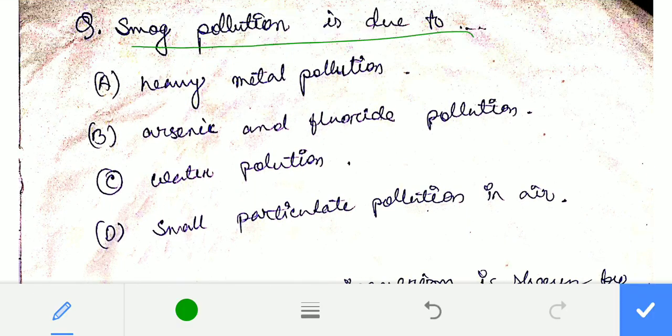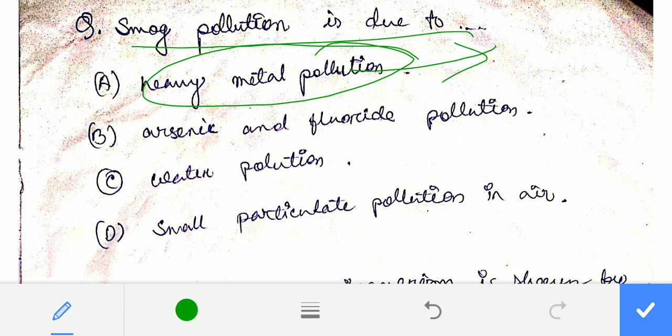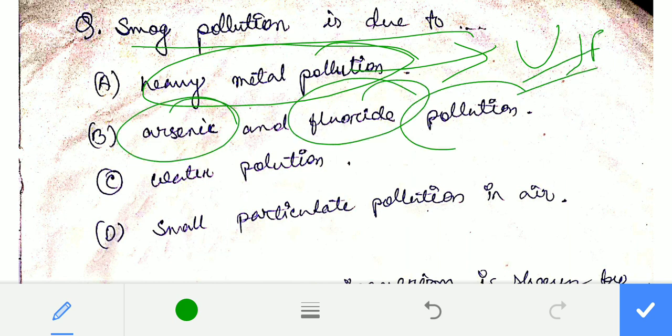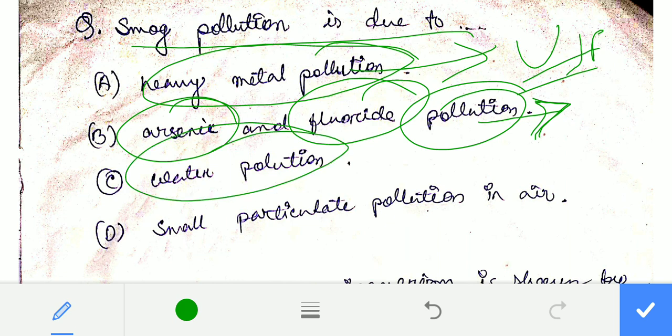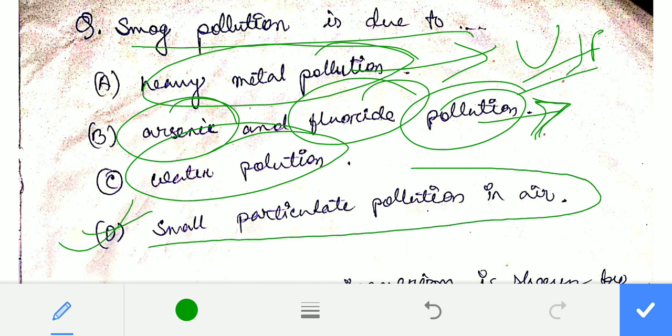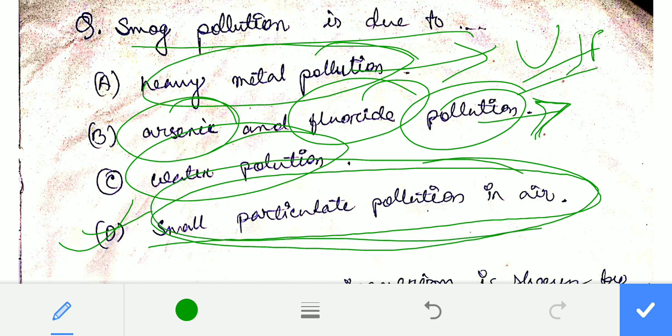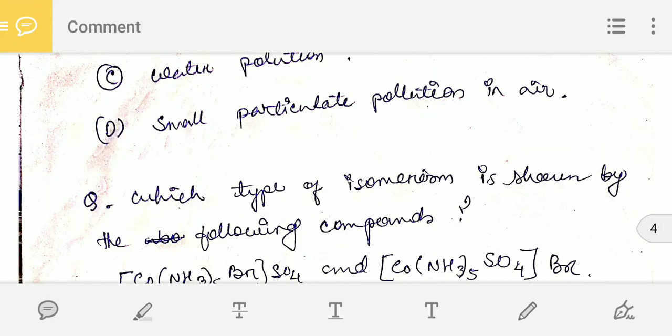Smoke pollution is due to heavy metal pollution. No, guys, this is not heavy metal pollution. Smoke doesn't contain uranium-like metals. Arsenic and fluoride are only considered when the question is asking about water pollution, and this is not water pollution either. For this question, option D is the right option: small particulate pollution in the air. When we burn things like tires, small pollutant particles go into the air and pollute it, and we get smoke pollution. So moving to next question.